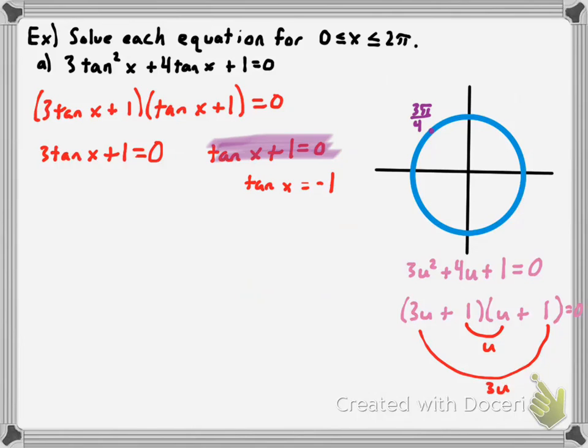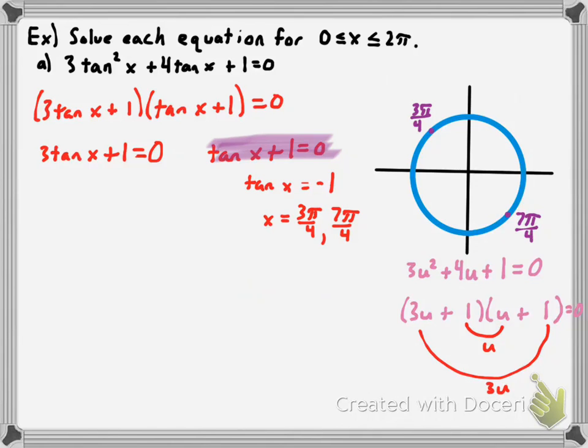And then remember, angles with equivalent tangent values appear at opposite ends of the same diameter, or they're pi radians apart from one another. So if I add pi to that, 7 pi over 4 is the other place where you'd have a tangent that's equal to negative 1. So there are 2 of our solutions.